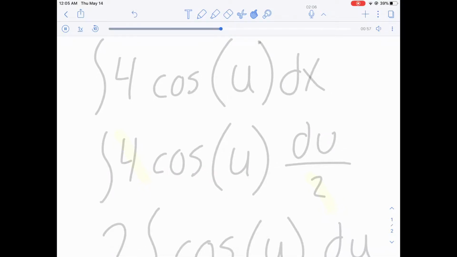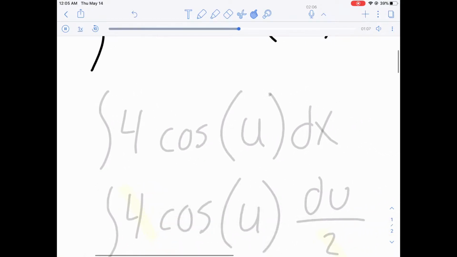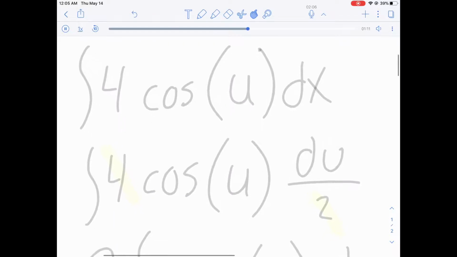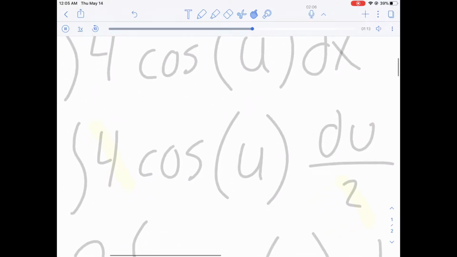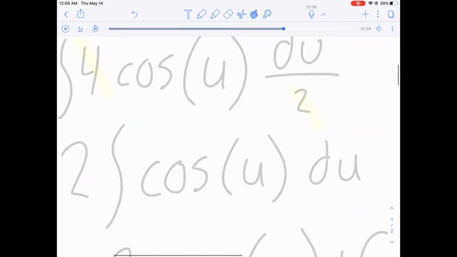So first thing that we're going to do is take out the 2x and replace it with a u. We are then going to replace our dx with what we just figured out, dx equals du over 2. So now we can start to simplify our equation by dividing 4 and 2 to just be left with 2 cosine u du after everything's done.